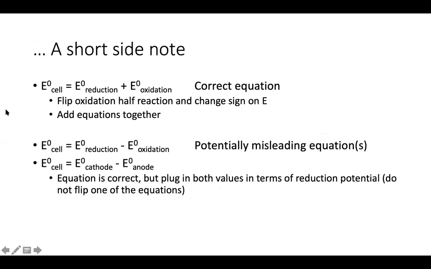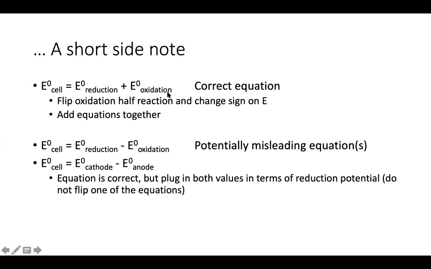Okay, and I got an email or two about this today, and so I wanted to specify, because this is actually something that's come up almost every year, people are confused about. So there's two different equations that you can use to solve for the cell potential. There's this one that I use, and this one will get you the correct answer. It's the cell potential of the reduction half reaction plus the potential of the oxidation reaction.